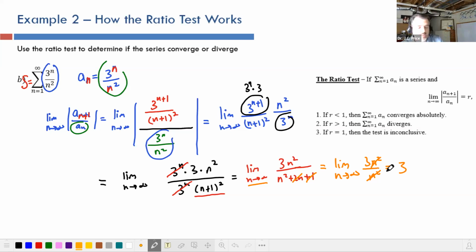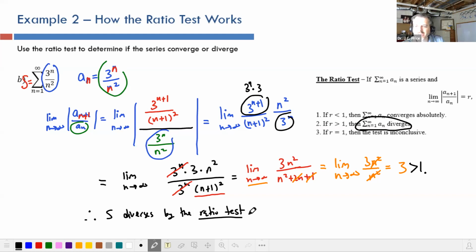Now, this one, though, is not less than 1. It's greater than 1. So what do we conclude now? So therefore, we know our series does what? It diverges. So therefore, S diverges by the ratio test.